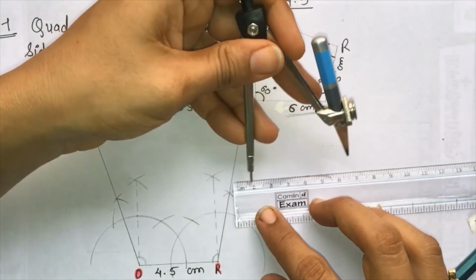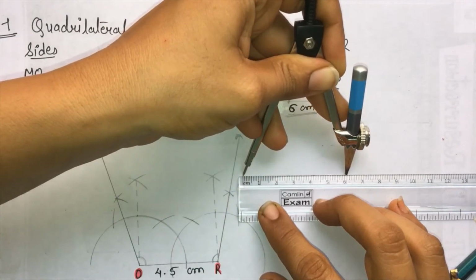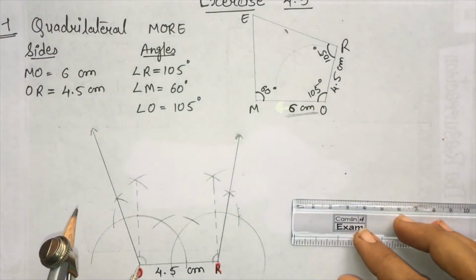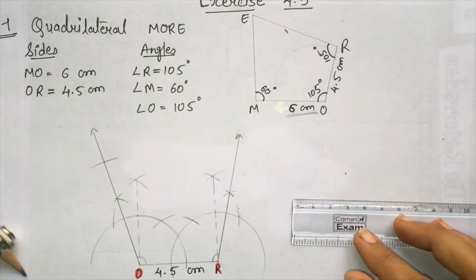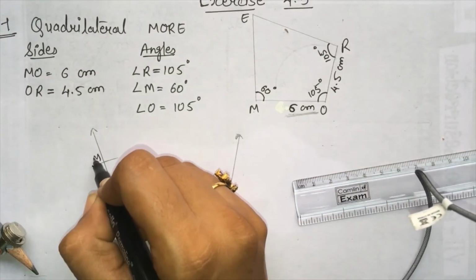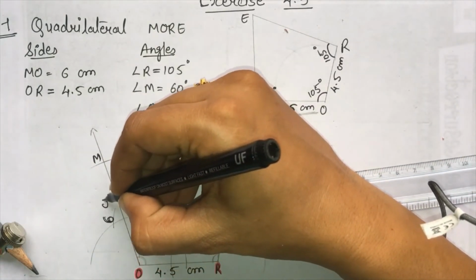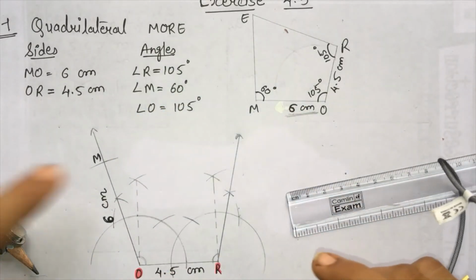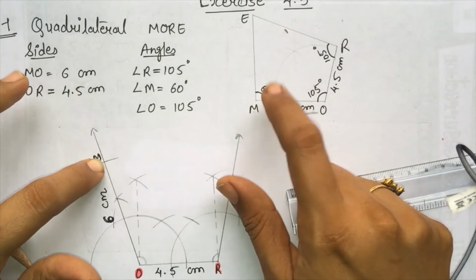So this is from here, this is 6 centimeter radius, you can see. Now we want from O to 6 centimeter distance some point which we will name as M. So this is MO, which is 6 centimeter, correct. Next, at point M we have to draw an angle of 60 degree.